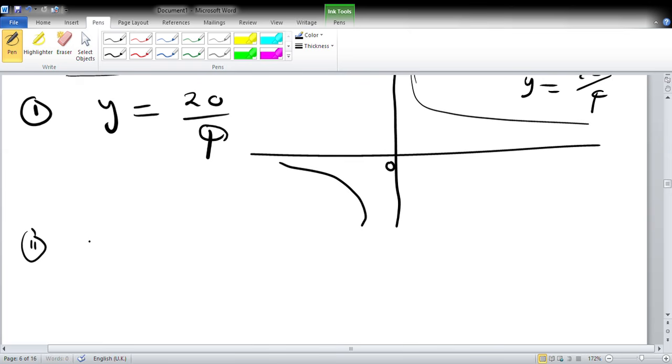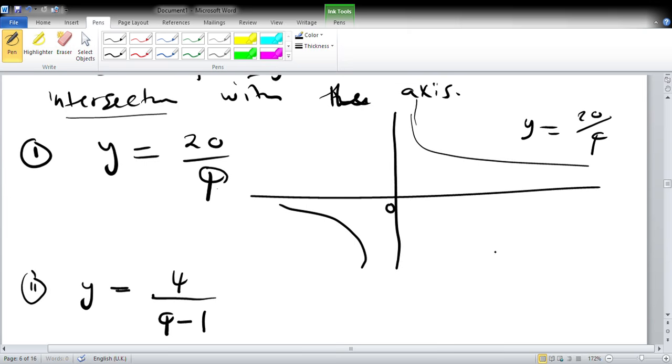Next, we look at y equals 4 over q minus 1. What is happening here? Since we have q, it means q is the independent variable. So make sure you label your axes: this is q and this is y. That's the important thing.